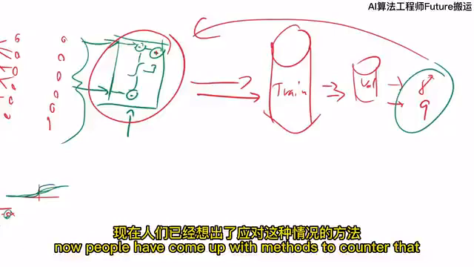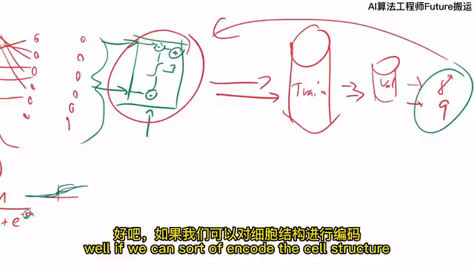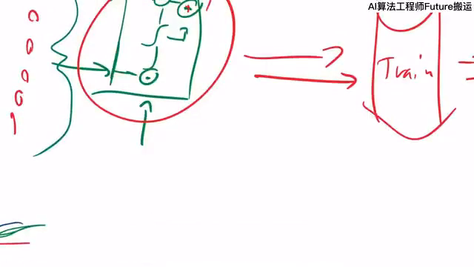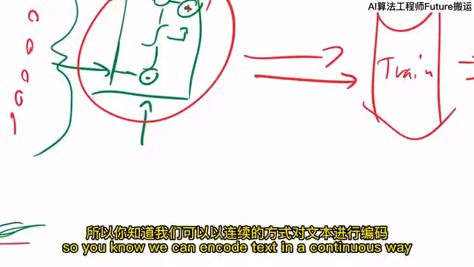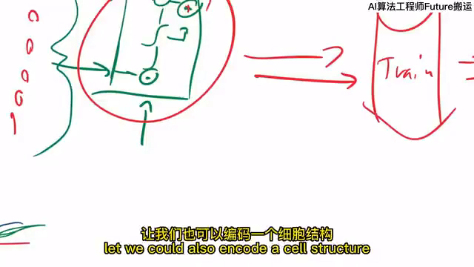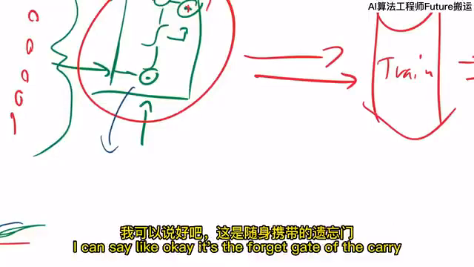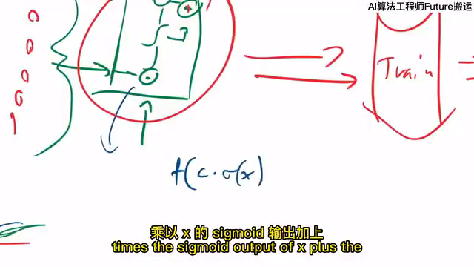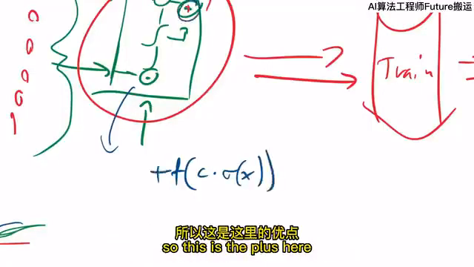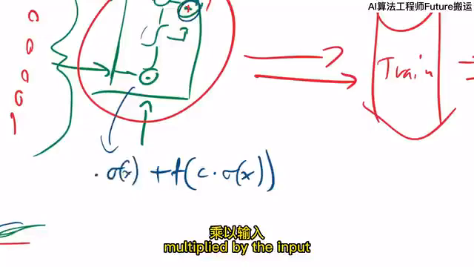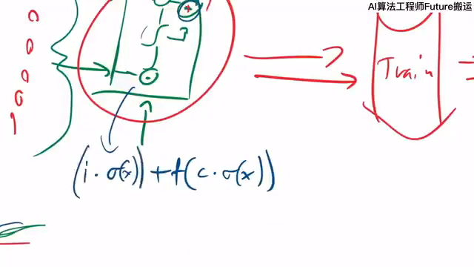Now, people have come up with methods to counter that, and they say, well, if we can encode the cell structure, let's go with the RNN cell, in a continuous way. We can encode text in a continuous way, so we could also encode a cell structure, because this cell structure I can write down as an equation. I can say, okay, it's the forget gate of the carry times the sigmoid output of x, plus the sigmoid output of x multiplied by the input, let's call that I, something like this, right?